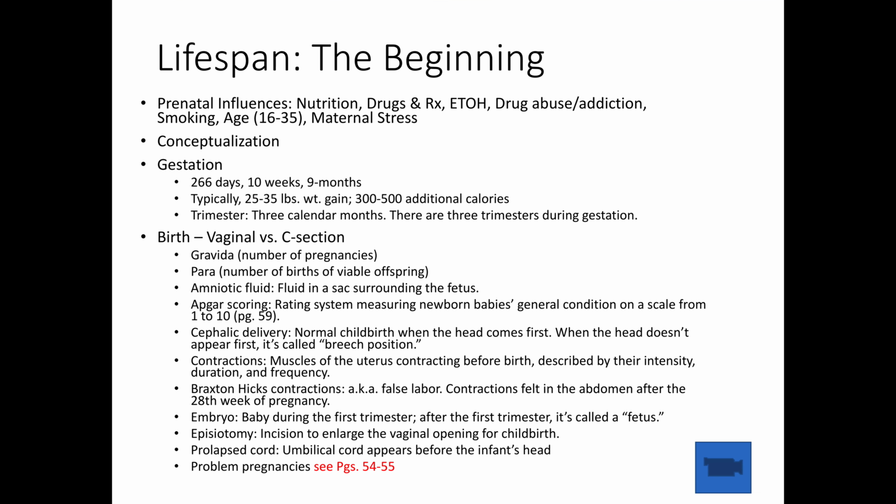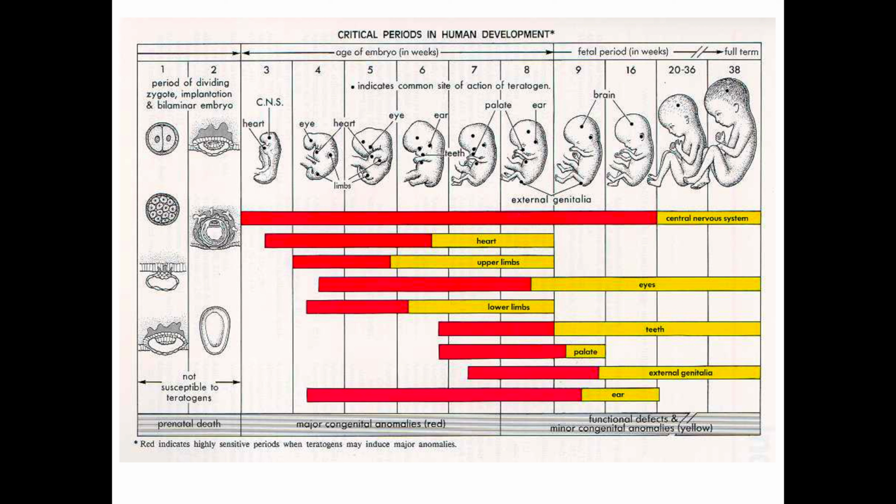Okay, let's go on to the next. Critical periods in human development. I have just, to give you an idea, what's happening in early development, essentially from 0 to 38 weeks, which is full term. 40 weeks is really where we want them.